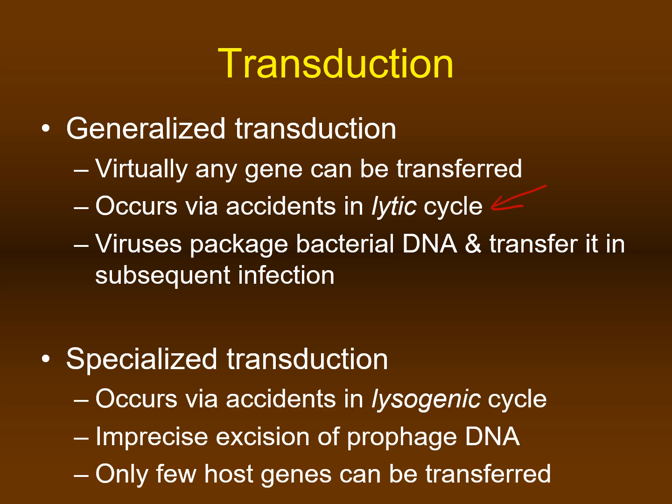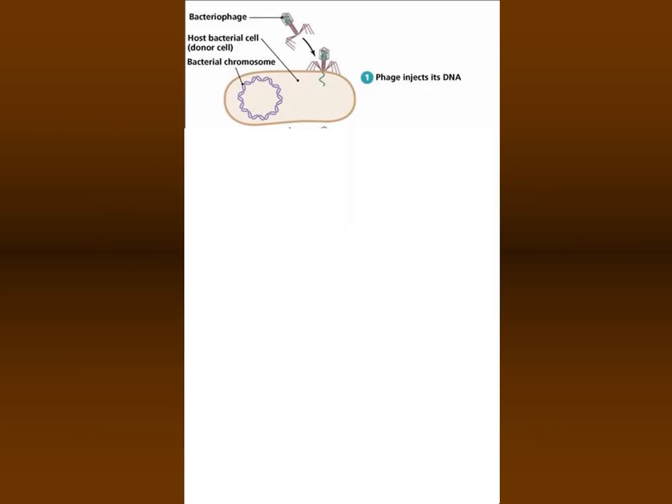On the other hand, specialized transduction is characteristic for the phages that carry out the lysogenic cycle. In this case, the phage can incorporate its genome into the bacterial chromosome. The imprecise excision of the so-called prophage results in the addition of bacterial genes to the prophage DNA. Only specific host genes can be transferred via specialized transduction.